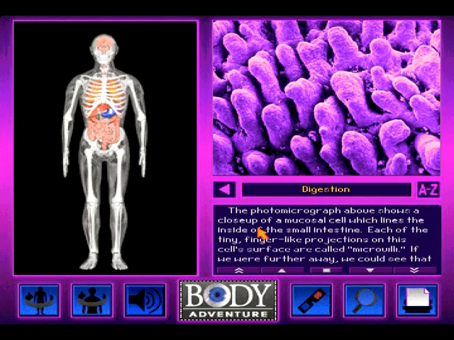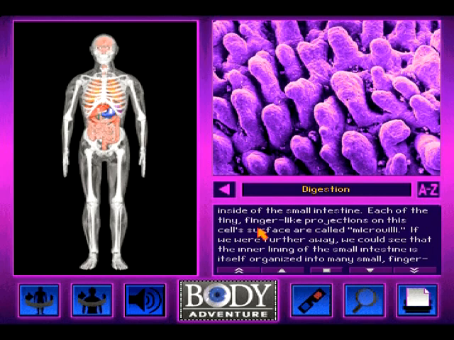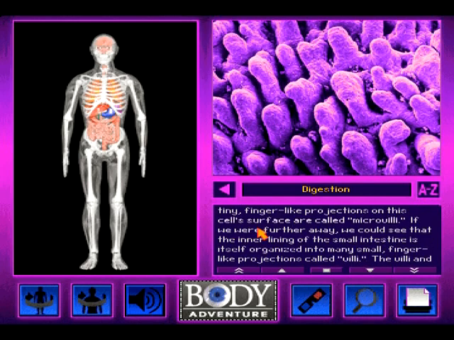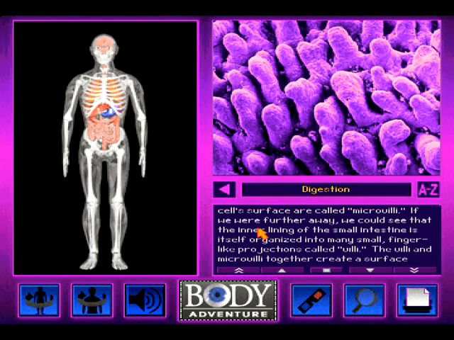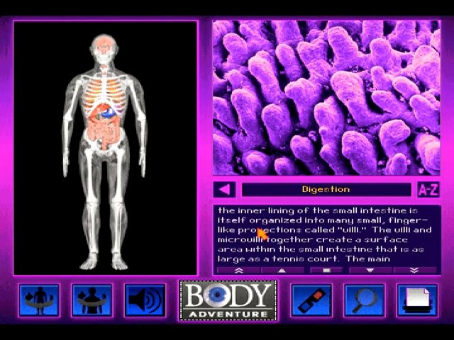Digestion. The photomicrograph above shows a close-up of a mucosal cell which lines the inside of the small intestine. Each of the tiny finger-like projections on this cell's surface are called microvilli. If we were further away, we could see that the inner lining of the small intestine is itself organized into many small finger-like projections called villi.